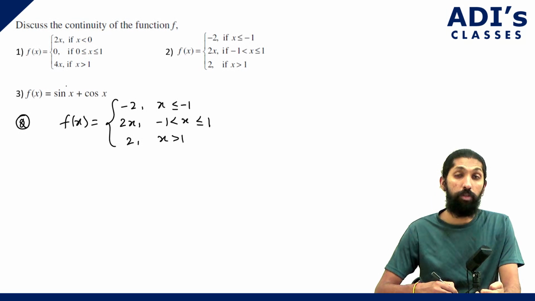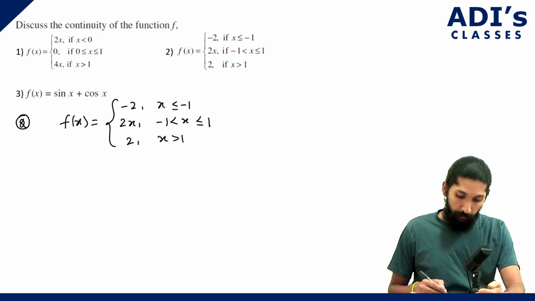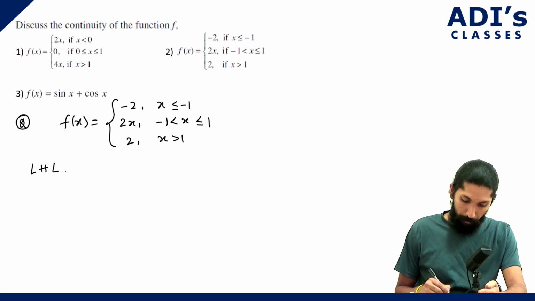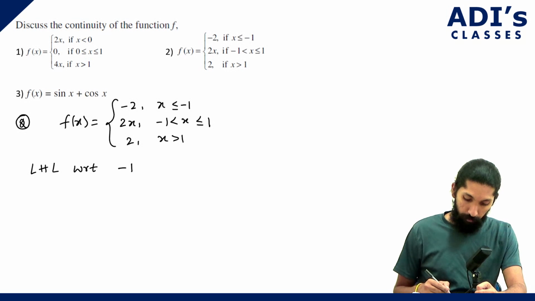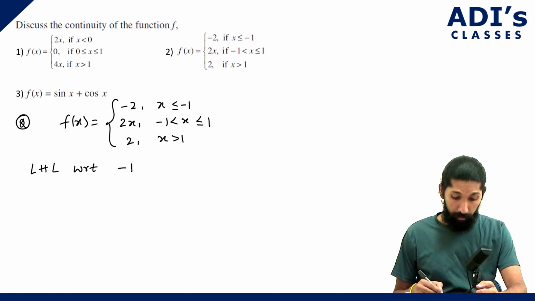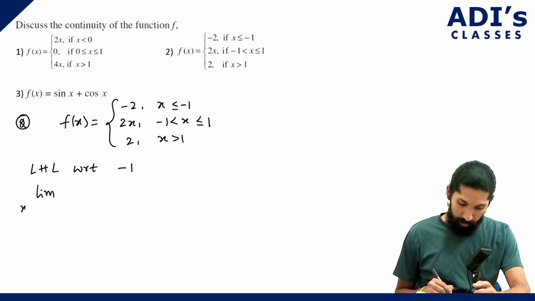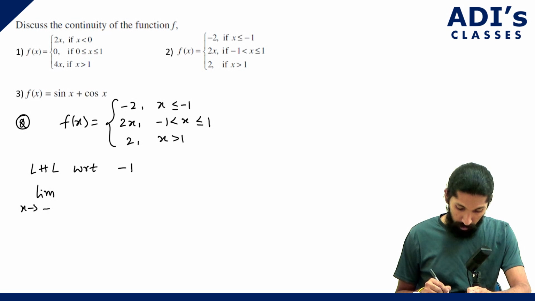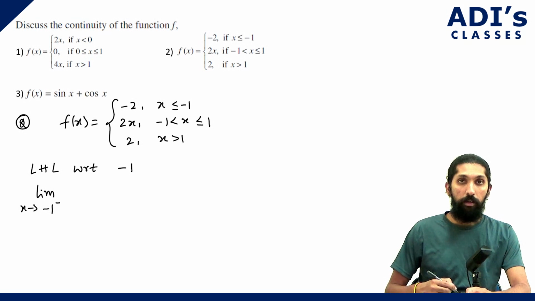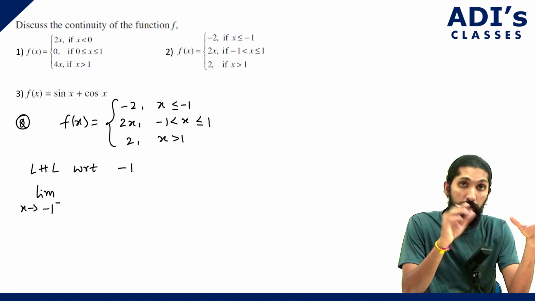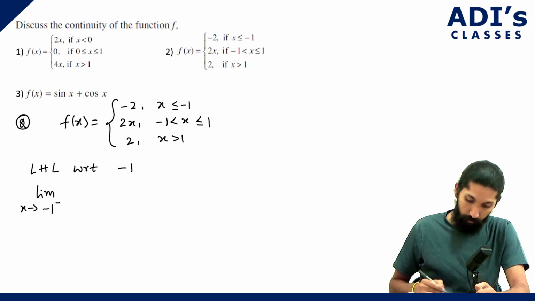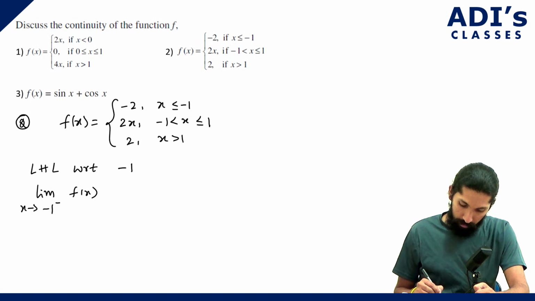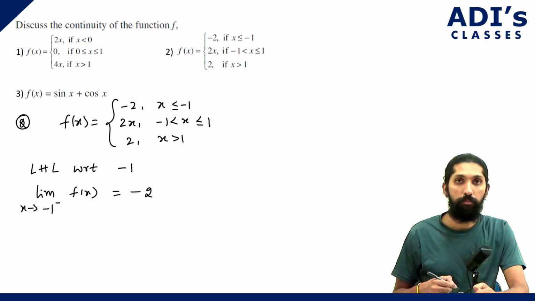So let's do this one. So f of x, first we'll take LHL with respect to -1, correct? So first point, what do we have? LHL with respect to -1, limit as x tending to -1 minus, the negative sign on the top, the superscript, represents the left hand limit, correct? F of x, and this value is what? -2, correct?